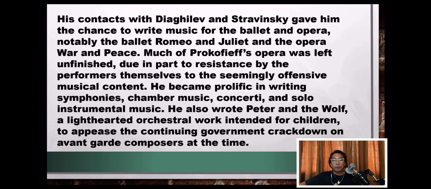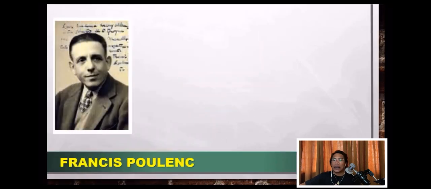He also wrote Peter and the Wolf, a light-hearted orchestral work intended for children, to appease the continuing government crackdown on avant-garde composers at the time. The second composer for Neoclassicism is Francis Poulenc.